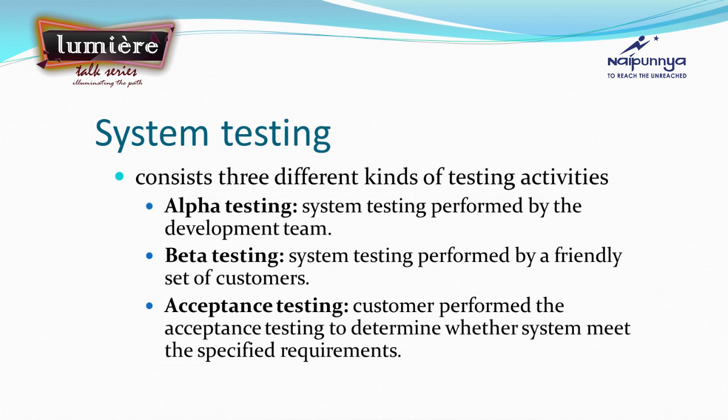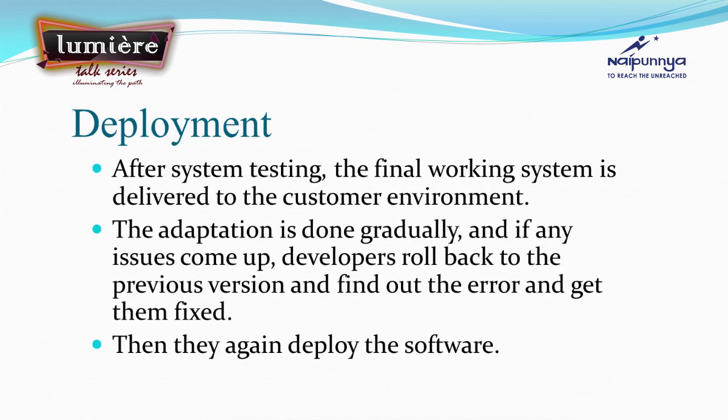The acceptance testing is carried out by the actual customers. They determine whether the system meets the specified requirements. After system testing, the final working system is delivered to the customer environment, that is the deployment phase. The adaptation is done gradually and if any issues come up, developers roll back to the previous version, find out the error and get it fixed. Then they can again deploy the final software to the customer environment.